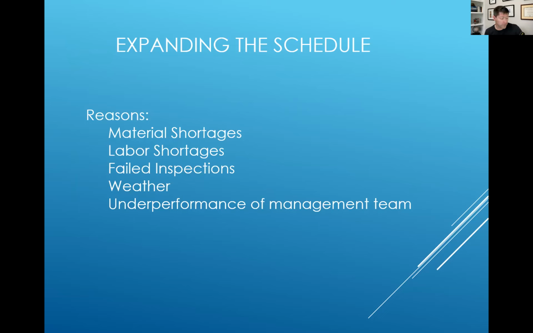Labor shortages, also, that's another big hot issue in construction right now. We have an extreme labor shortage of skilled labor in construction. So you may find that you get halfway through a project and you just don't have the bodies to build it. It's going to cause you to expand your project. Failed inspections happen all the time. Weather, we may have a severe winter and we may end up with 20 inches of snow on the ground. You're going to lose a week minimum on that project. You may need to expand your schedule.